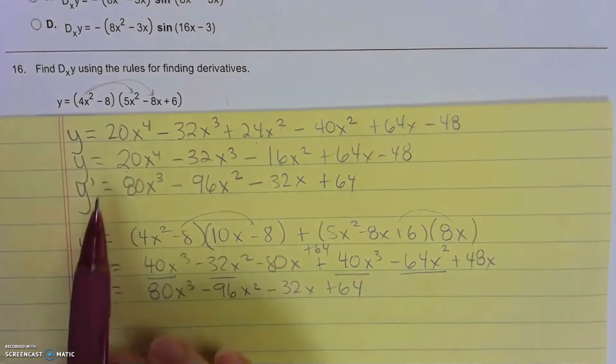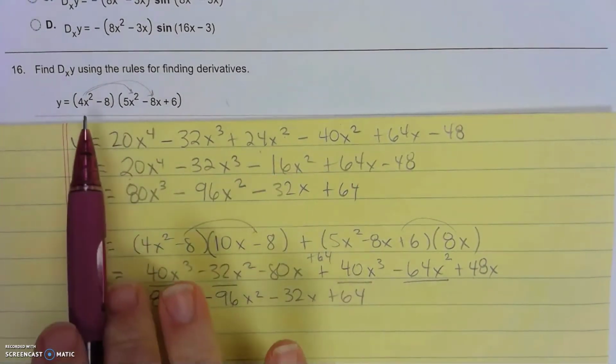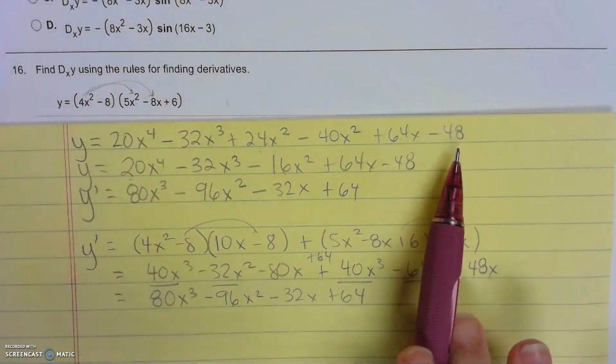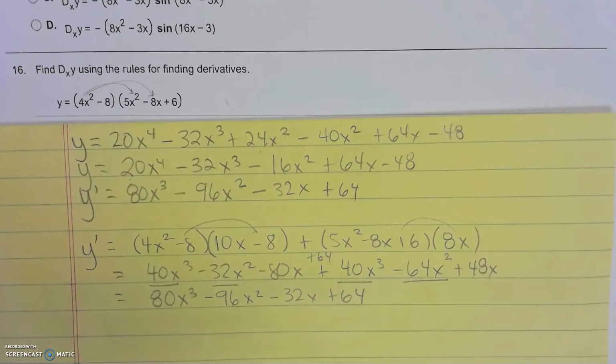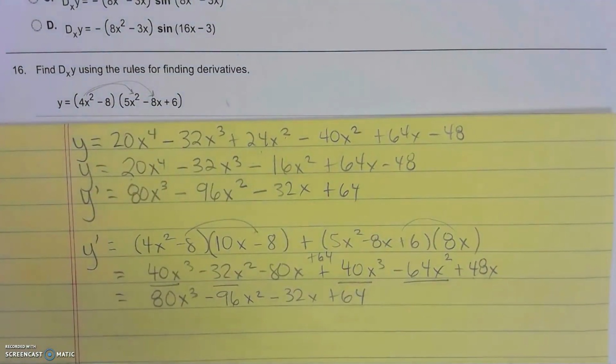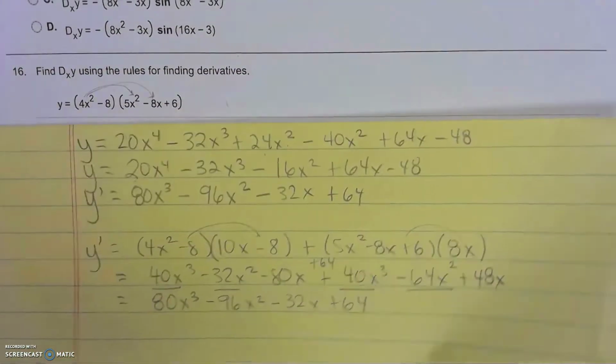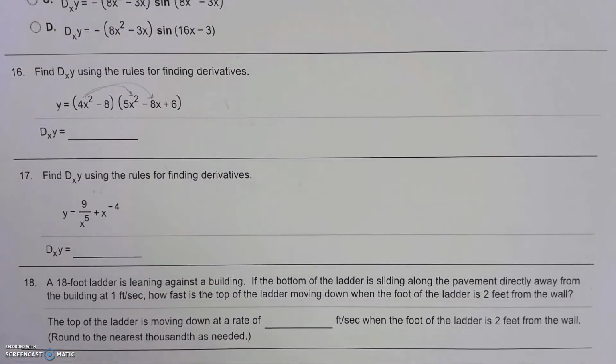To me, it's easier if you can simplify it and do the product first. It's much easier. To me, there's less room for error. But maybe that's just me on my part. So either way, you'll get the same answer. Alright, let's look at number 17.